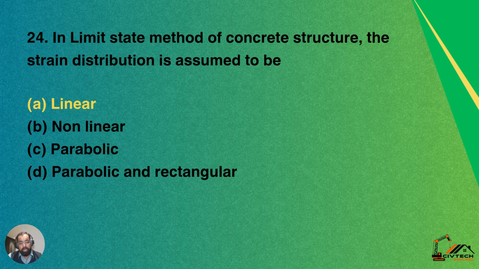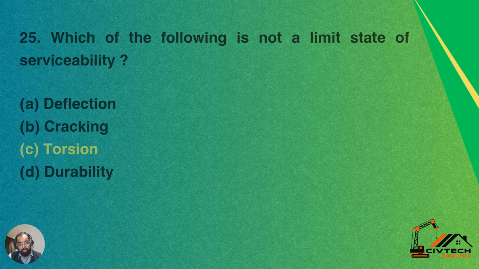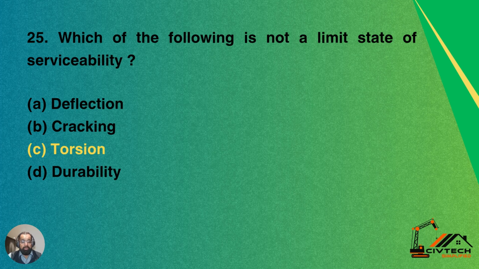Question 24. In limit state method of concrete structure, the strain distribution is assumed to be: option A, linear; option B, non-linear; option C, parabolic; option D, parabolic and rectangular. In limit state method of concrete structure, the strain distribution is assumed to be linear. Option A is the correct answer.